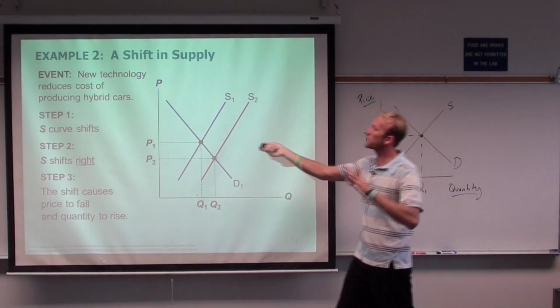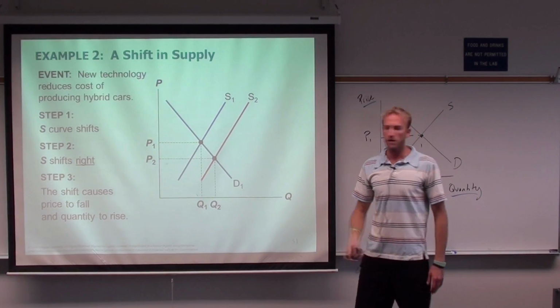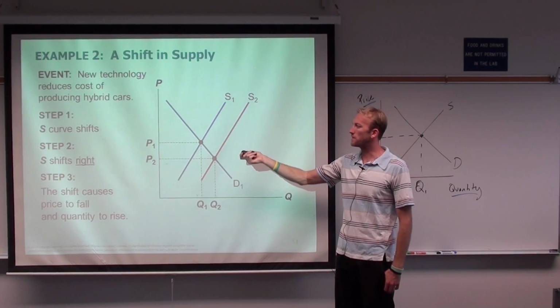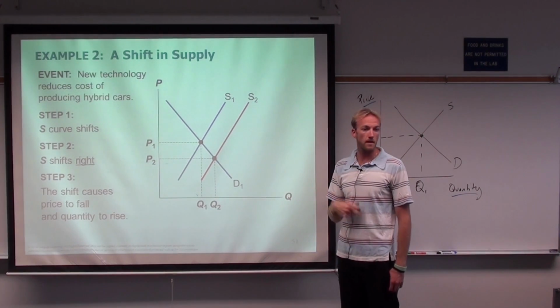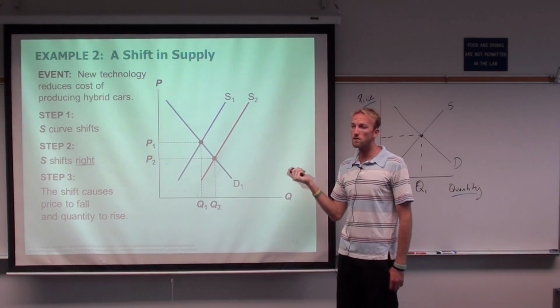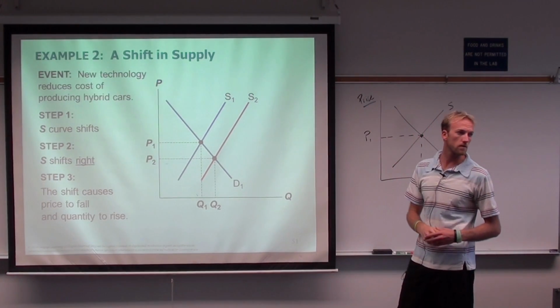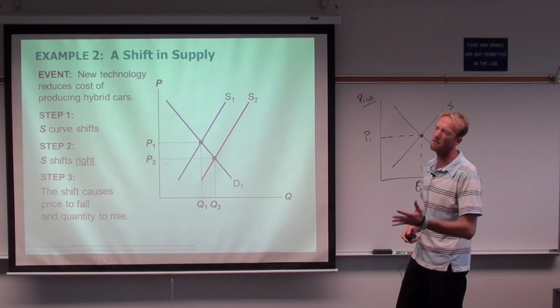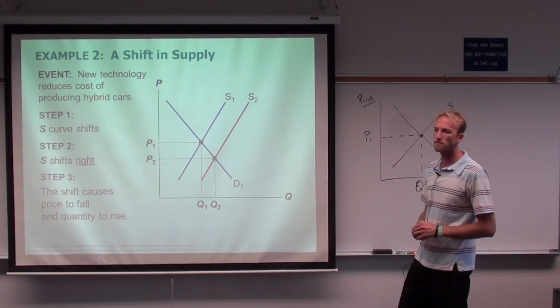And that makes sense. If you think about what is going on here, hybrid cars are getting cheaper, so in the marketplace they should be selling for less, and there should be more people buying them. And that's exactly what's happening. So the economic intuition can make sure we did this right also. You shouldn't get something where you're like, what on earth is going on? Okay? Any questions at this point?